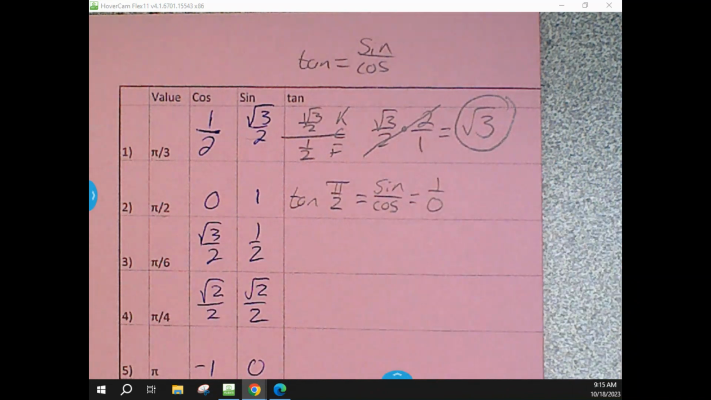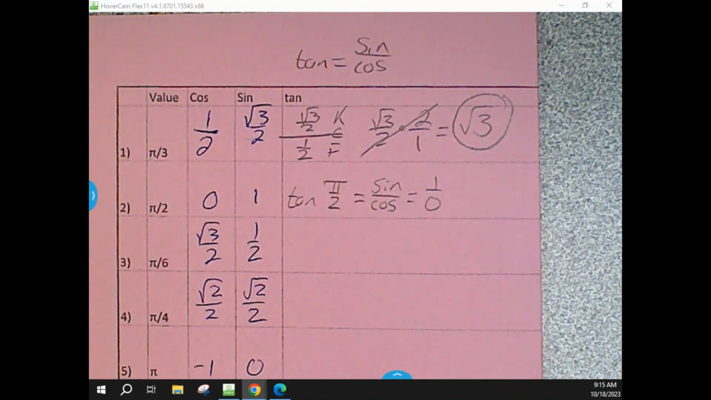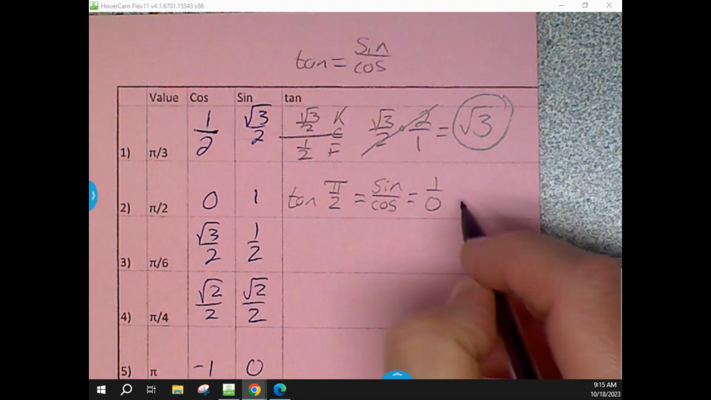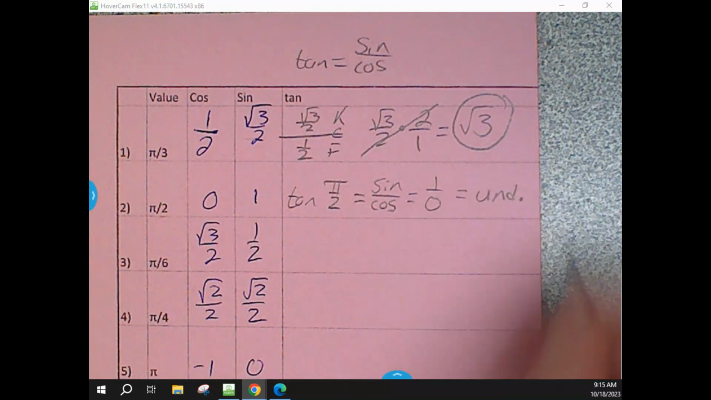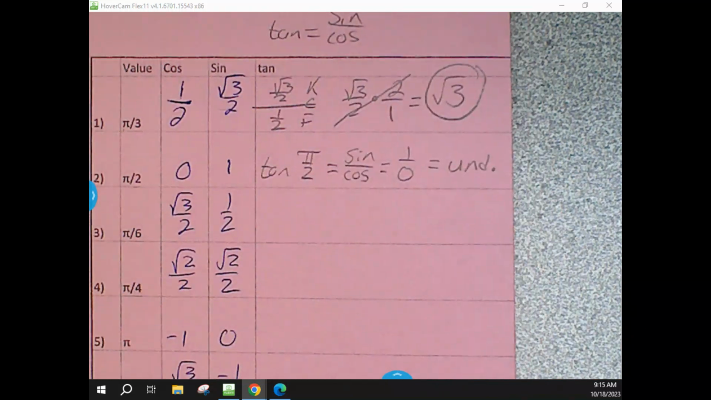Oh, here's a great question. What is 1 divided by 0? Undefined. Remember, if 0 is on the bottom, it's undefined. If 0 is on the top, then it's 0. Okay, so 0 on the bottom, undefined; 0 on the top, it should just be 0.